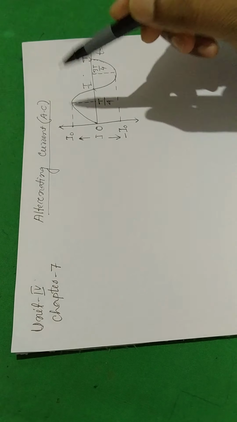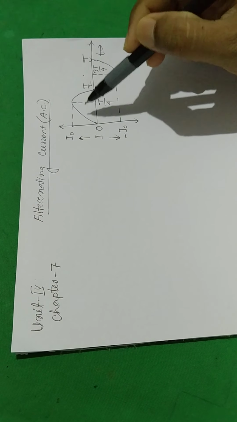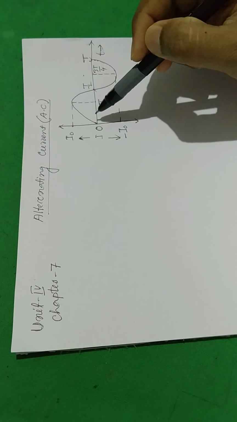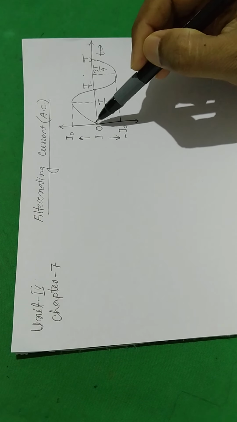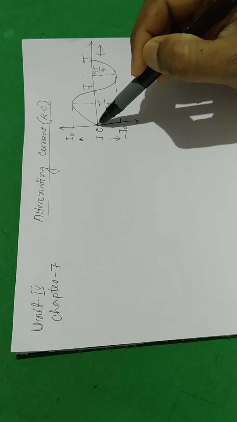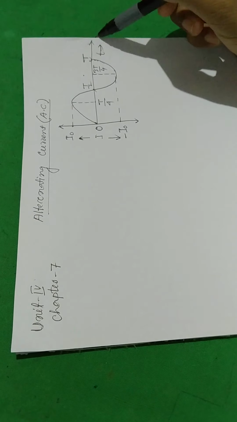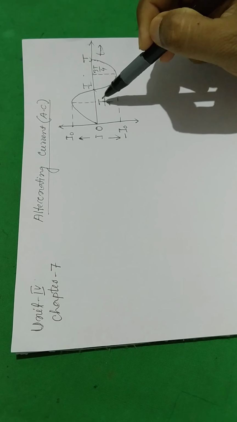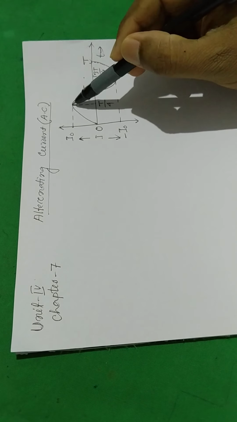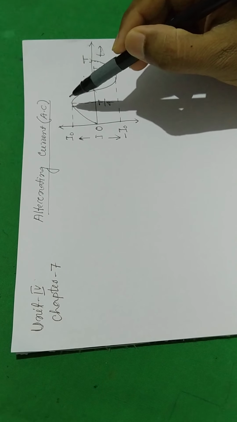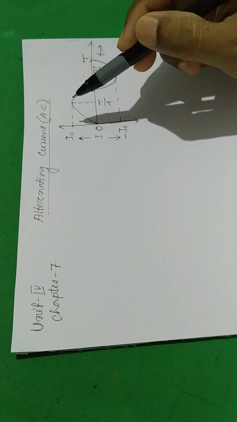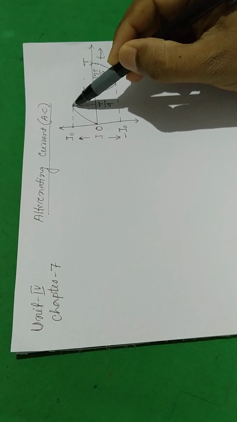You see the diagram. This is a time diagram for alternating current. Here current at point O is 0. This current is increasing as the time is increasing. At time T by 4, current becomes maximum. And this maximum current is called peak value or maximum value or amplitude of current.